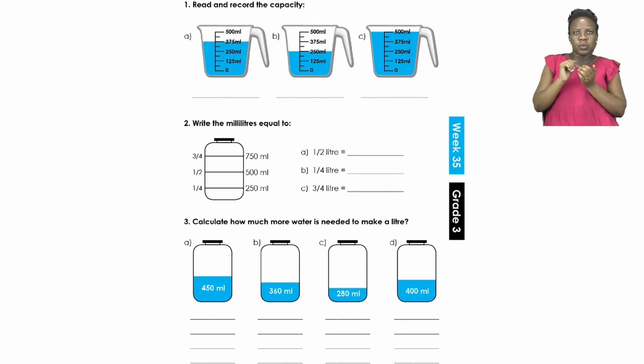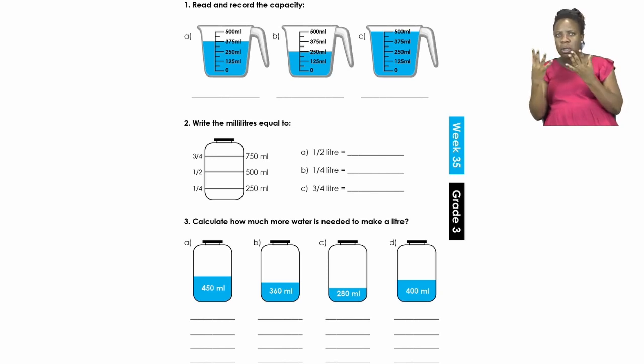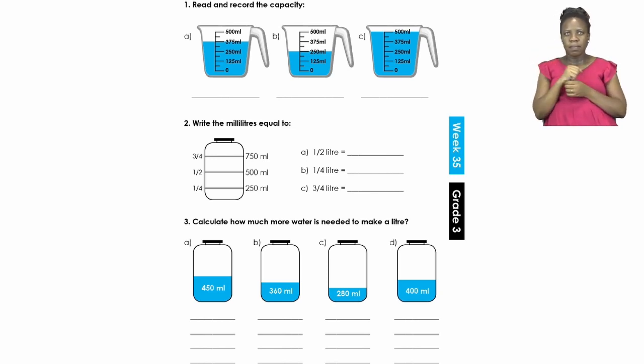We have a jar that has the milliliters on one side and fractions of a liter on the other side. Now, it's going to be your job to make sure that you read and then write. For number 2A, they are asking for half a liter. If you look carefully at the jar, half of a liter is equal to 500 milliliters. So go ahead and write 500 milliliters for your answer. Please don't forget to put the ml for the sign milliliters. Otherwise, it would be wrong.